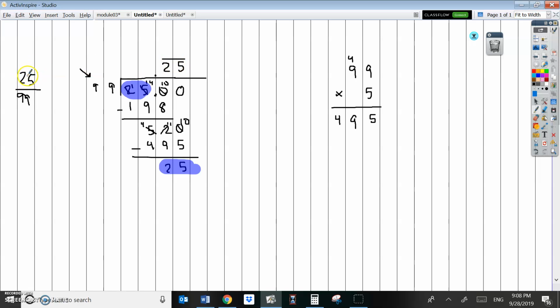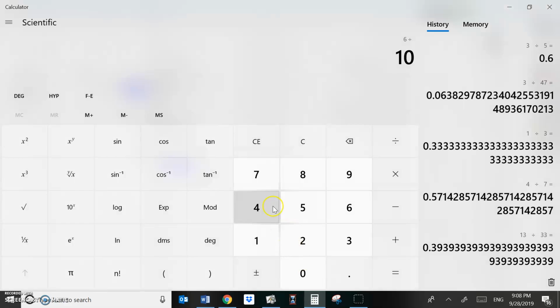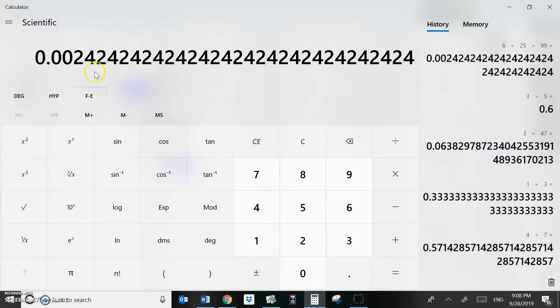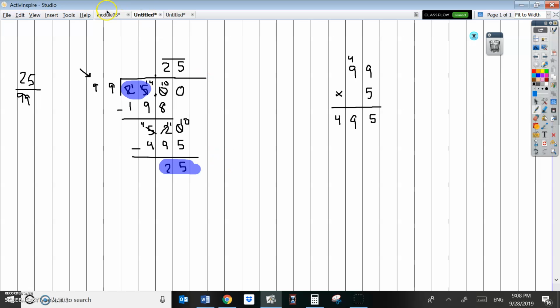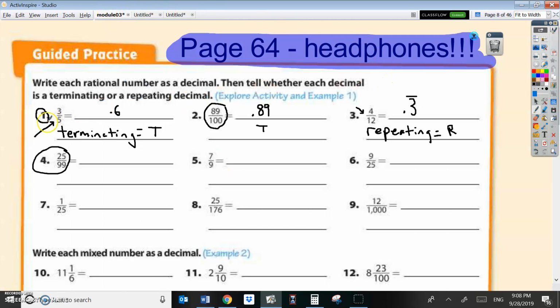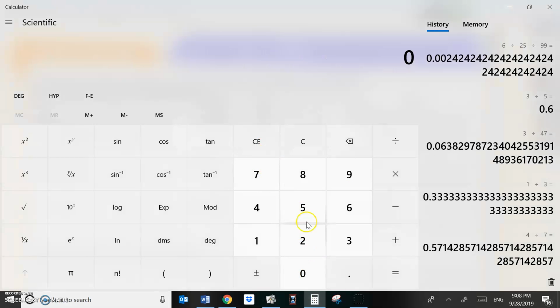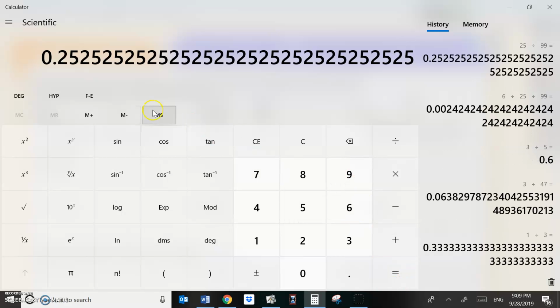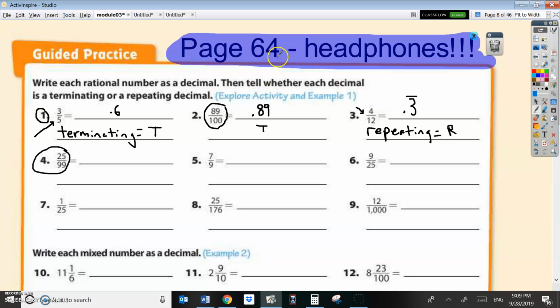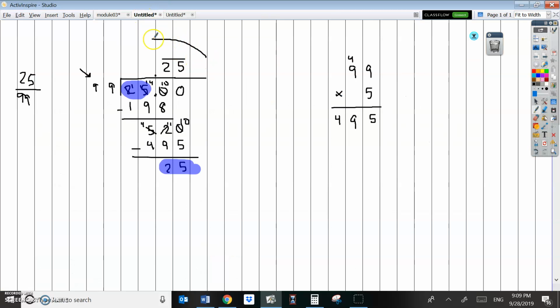Look at that on the calculator. 25 divided by 99. I think I messed it up. Let me try again. Clear. 25 divided by 99. There we go. 25, 25, 25, 25. Just like this tells us, 0.25 repeating.